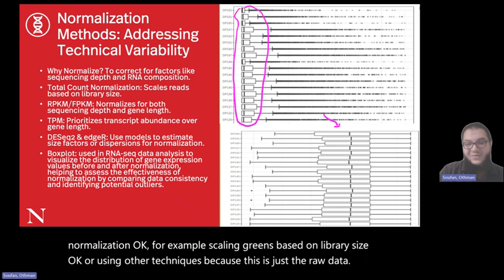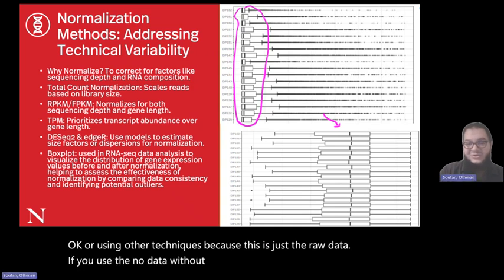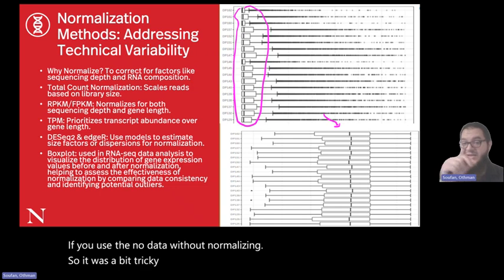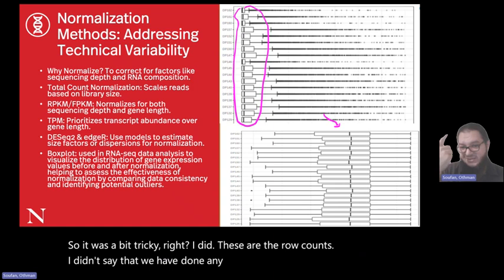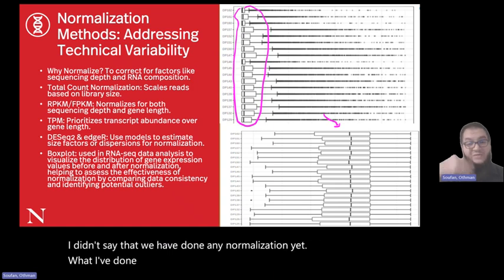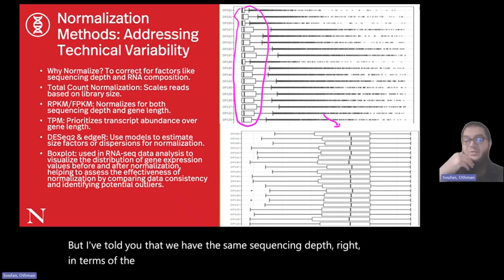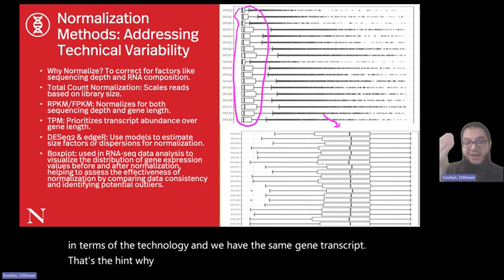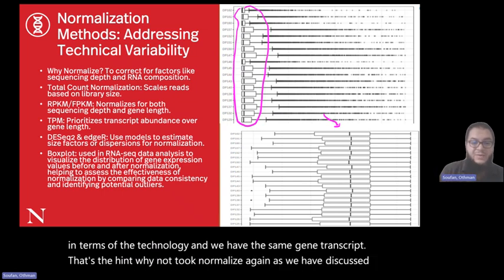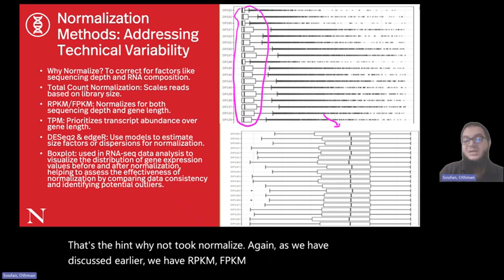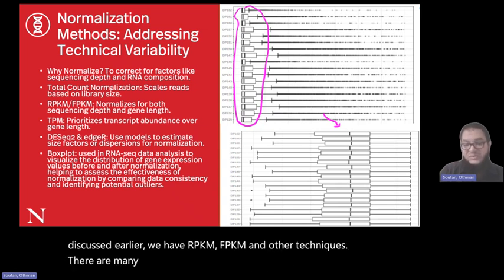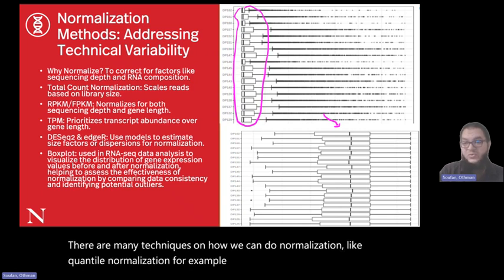If you use the raw data without normalizing, it was a bit tricky, right? These are the raw counts. I didn't say that we had done any normalization yet, but I told you that we have the same sequencing depth in terms of technology, and we have the same gene transcript. That's the hint. Why not normalize, as we discussed earlier? We have RPKM, FPKM, and other techniques. There are many techniques for normalization, like quantile normalization, for example. Let's bring things into order.